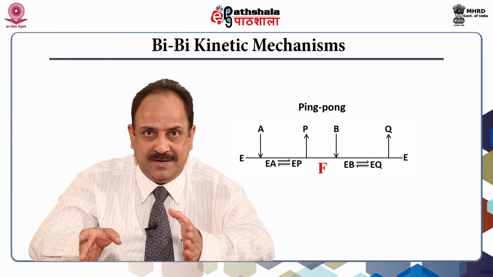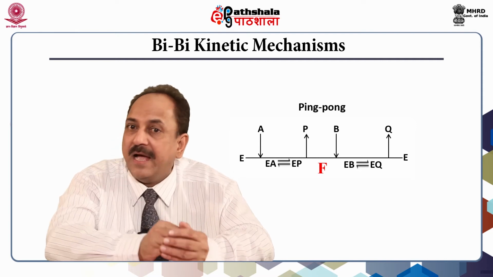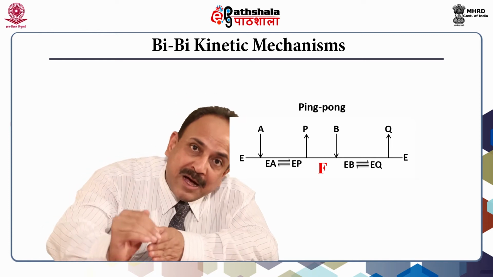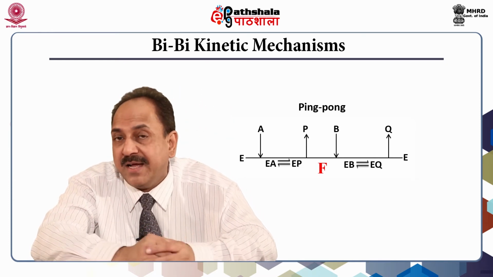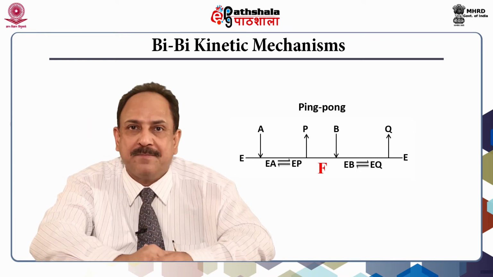Then the second substrate, that is B, will enter into this F, the modified enzyme, and form EB, which is then converted to EQ, and now Q leaves the product. Product Q leaves and gives the stable enzyme form, the original form E, the free enzyme.